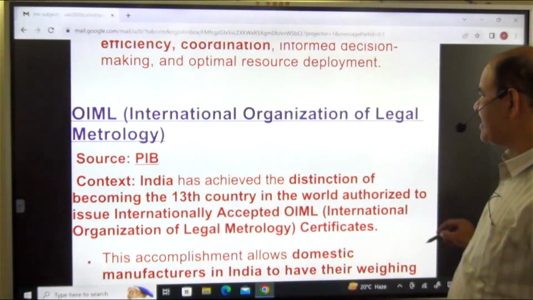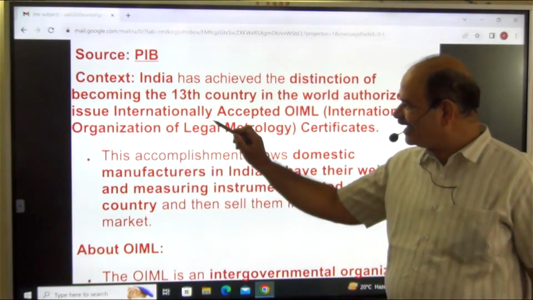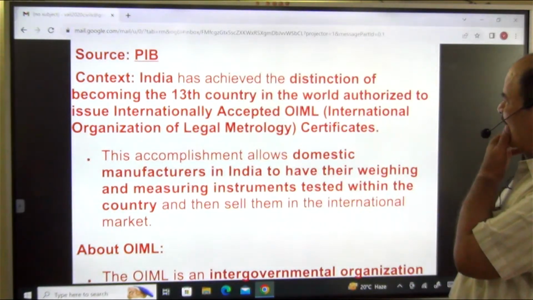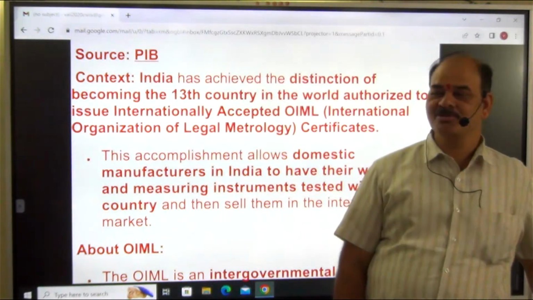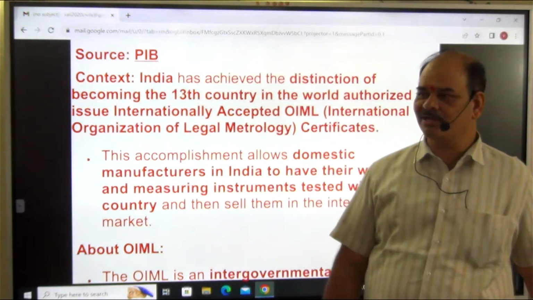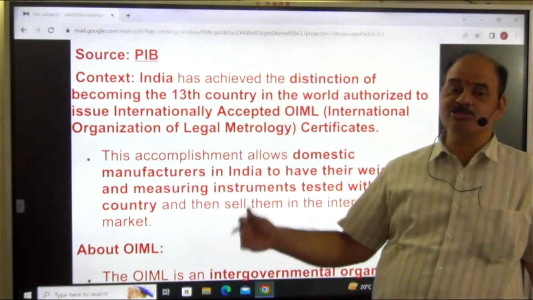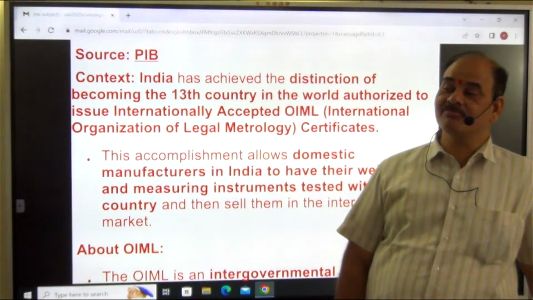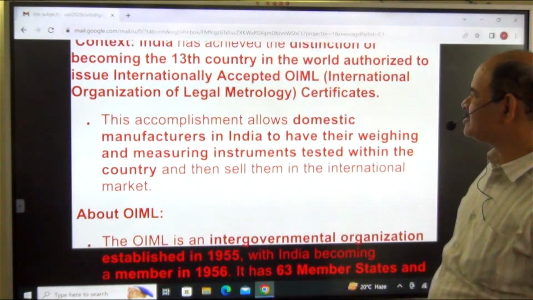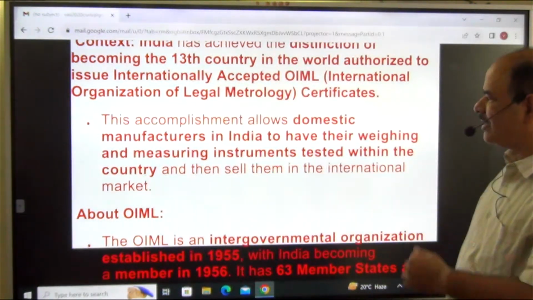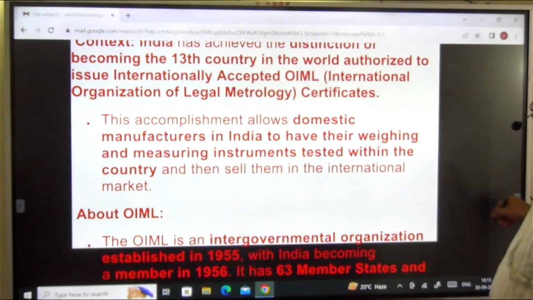India has achieved the distinction of becoming the 13th country in the world authorized to issue the internationally accepted International Organization of Legal Metrology certificate. So automatically, no issue for our exporters, and even an adjoining country can take a certification from India. The accomplishment allows domestic manufacturers in India to have their weighing and measuring instruments tested within the country, and they can sell in foreign countries.